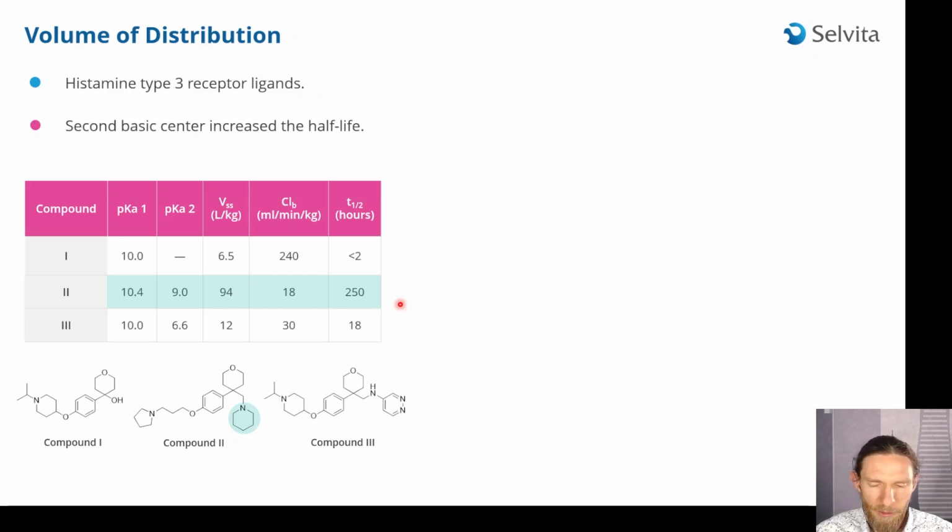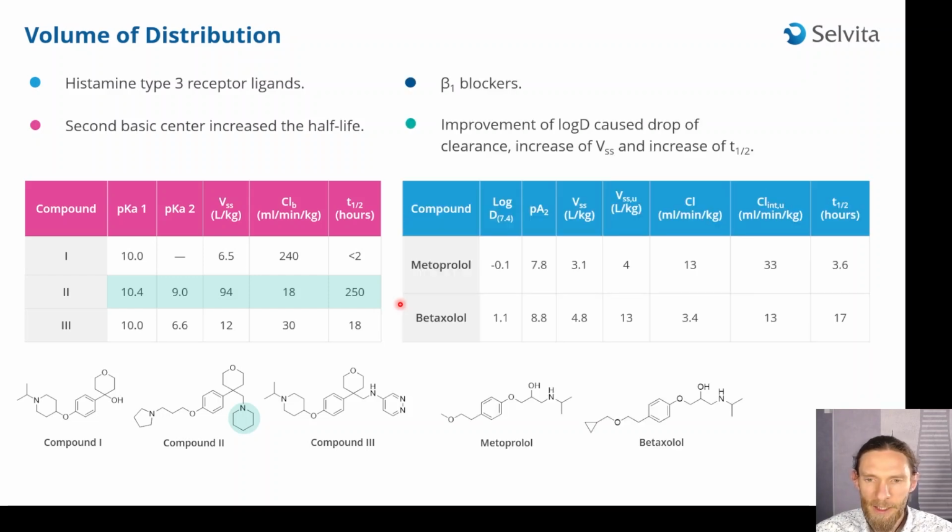However, it is not always possible to introduce a second basic center into the molecule. And also, quite often we cannot modify the basic center because that basic center is responsible for the key interactions with our biological target. This is the case of beta-1 blockers. On the slide, we present metoprolol and betaxolol.